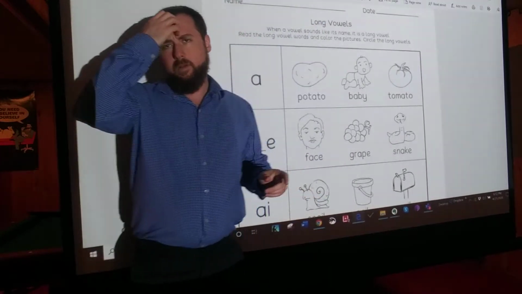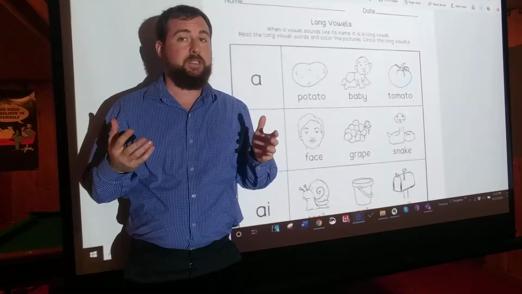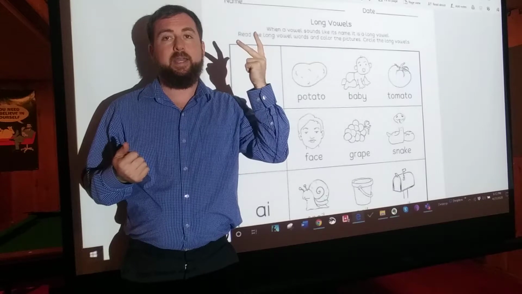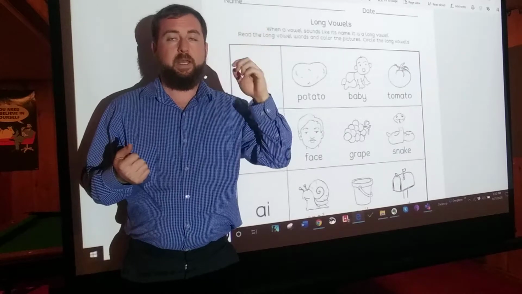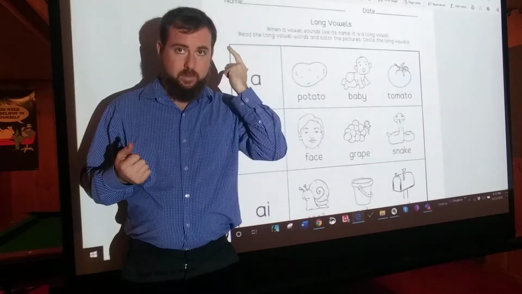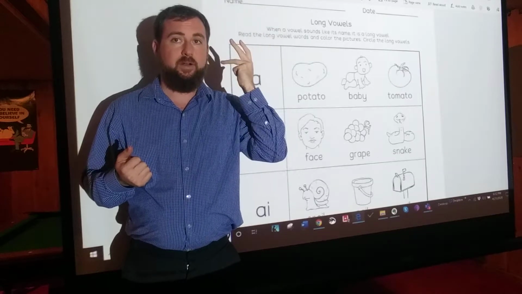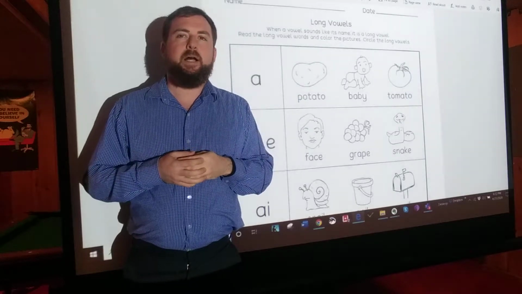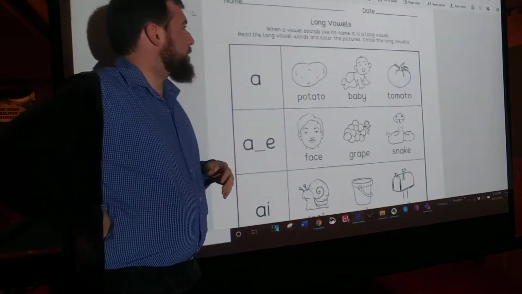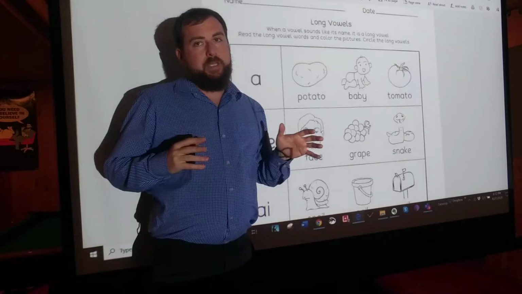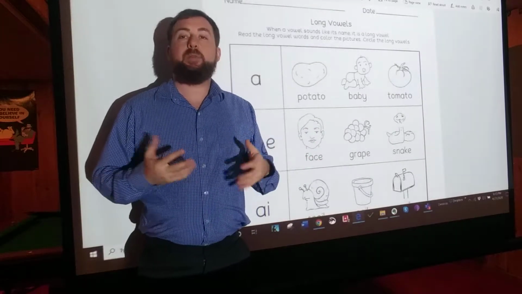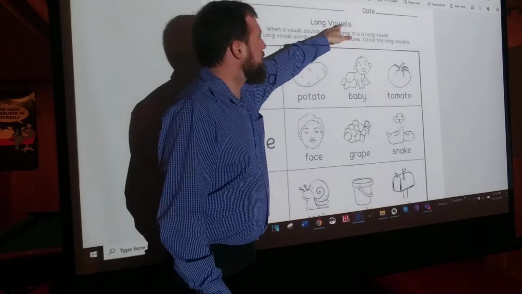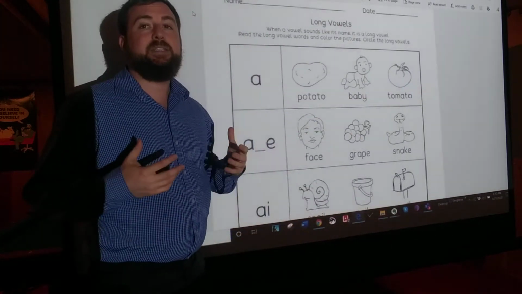Okay, so today we're talking about the long vowel sounds. Remember, vowels are what letters? Say it with me. Vowels are the letters A, E, I, O, U. A is a vowel, E is a vowel, I is a vowel, O is a vowel, U is a vowel. Sometimes Y, sometimes, usually no. When a vowel makes its short sound, it's just making the regular sound we're used to it making. But when a vowel makes the long vowel sound, it says its name.